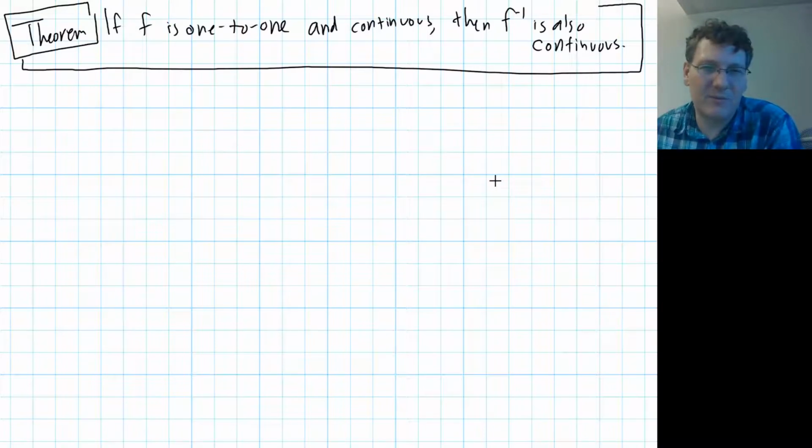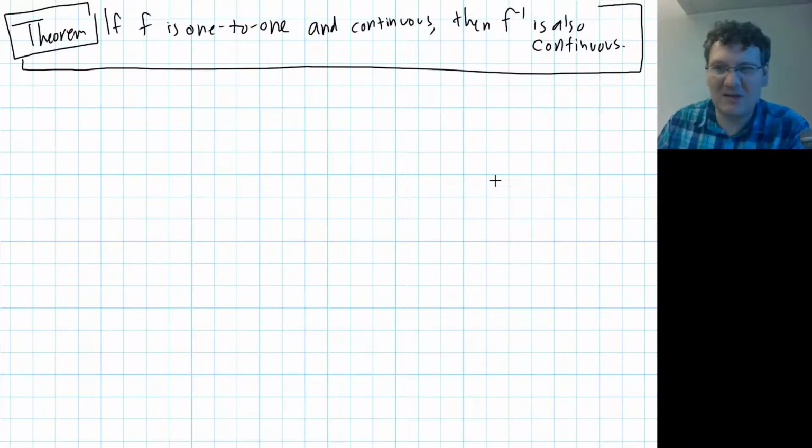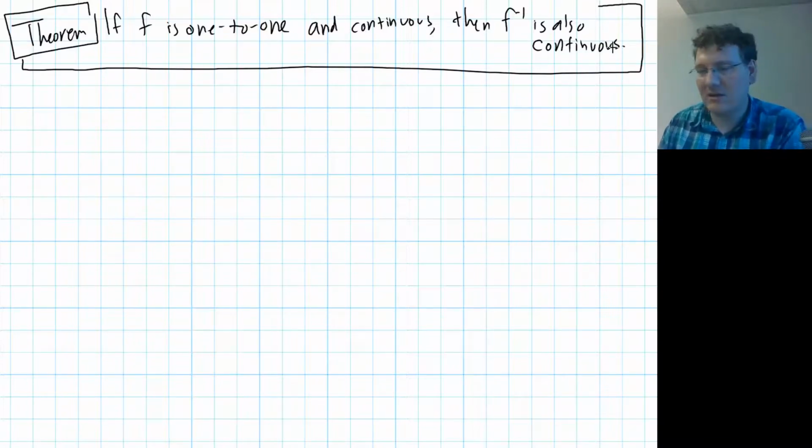Okay, this is a theorem, a fact about continuity. If a function is one-to-one and continuous, its inverse is going to be continuous. Which makes sense because visually, how could you get discontinuities if all you're doing is reflecting it? Any continuity you have is going to be preserved in the reflection.